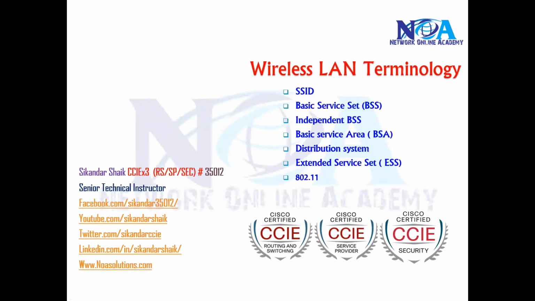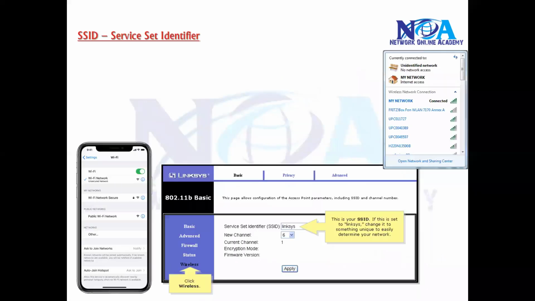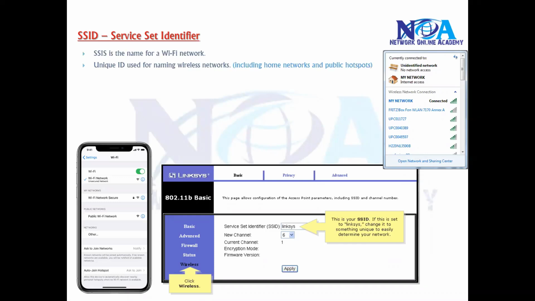Okay, the next thing we'll move on with the next section. So probably in this section, we'll try to understand some of the terminologies relating to wireless LAN. Like probably in this video, we'll start with SSID first. Now, SSID stands for Service Set Identifier. So it is the name for your Wi-Fi network or the wireless network.